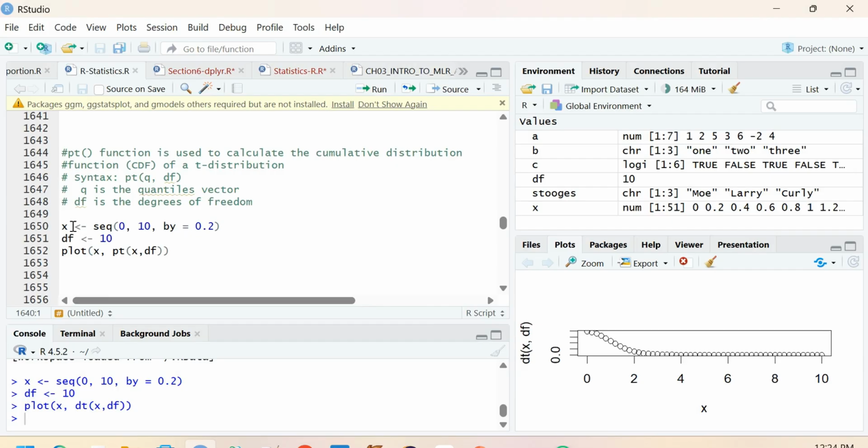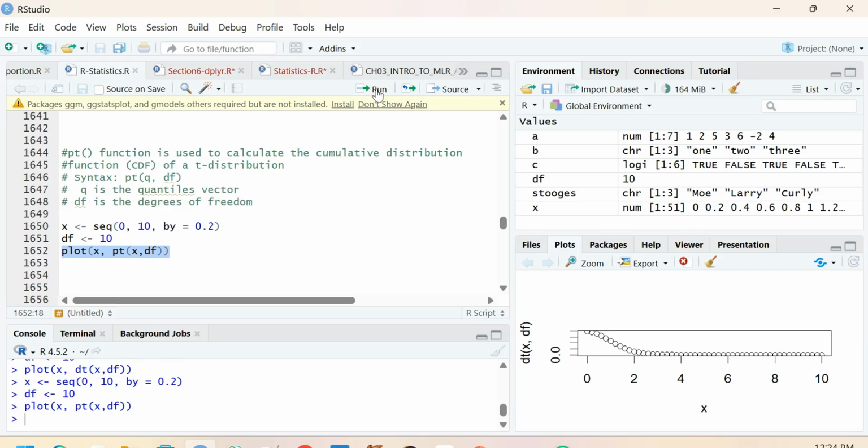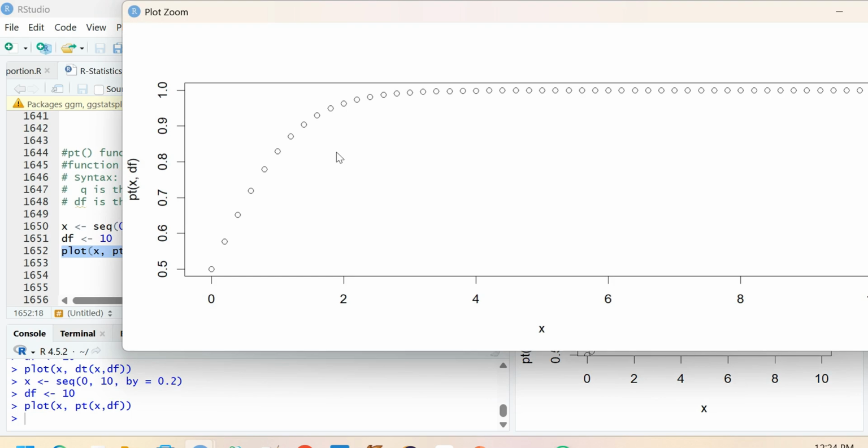Next we use the same x values to calculate the cumulative probability for each value, and we plot it in the figure. You can see the cumulative probability using the p function is increasing. For example, at 1 here it is about 0.80, which means about 80% of the values from this t-distribution will be less than 1, right?